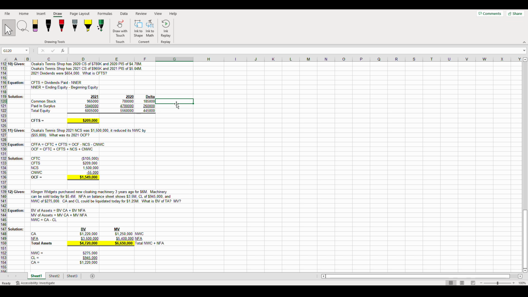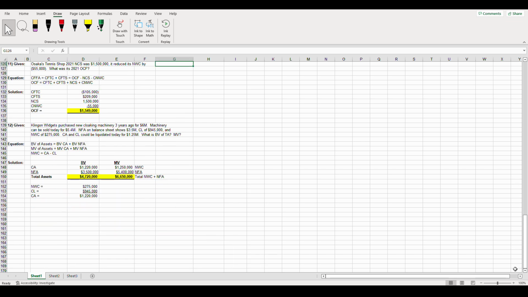Now, to calculate the cash flow to stockholders, I take $654,000 of dividends paid minus the change in the equity, net new equity raised of $445,000 from cell F122. So I take $654,000 minus F122. And I get cash flow to stockholders of $209,000. And that is your answer to problem number 10.